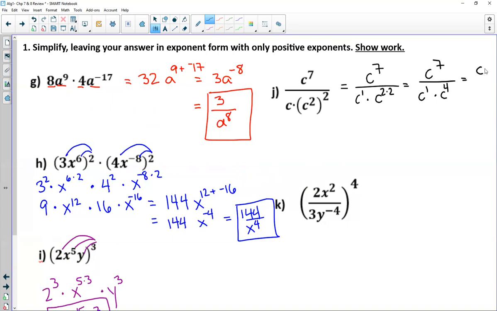We're going to have c to the 7th. In our denominator, I have c to the 1st times c to the 4th. We're going to add those exponents, so c to the 1 plus 4. This is going to leave me with c to the 7th over c to the 5th. And then I can simplify that since we're dividing. We subtract the exponents, c to the 7 minus 5, which leaves me with c squared as my simplified version of that expression.